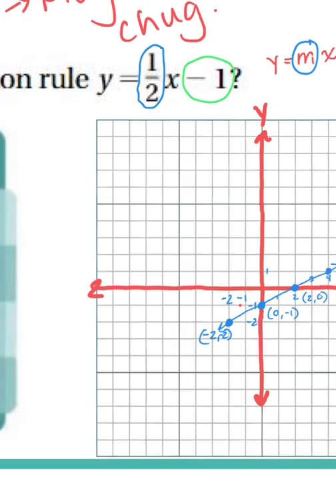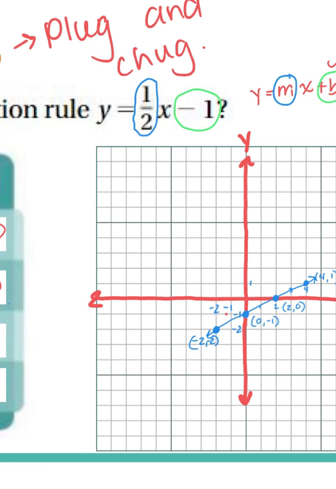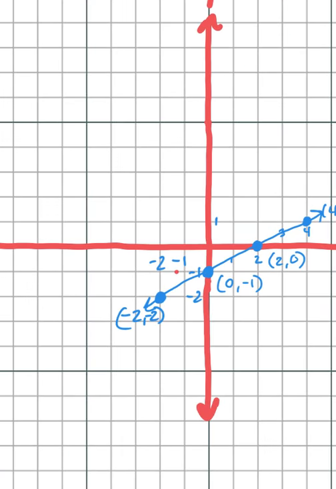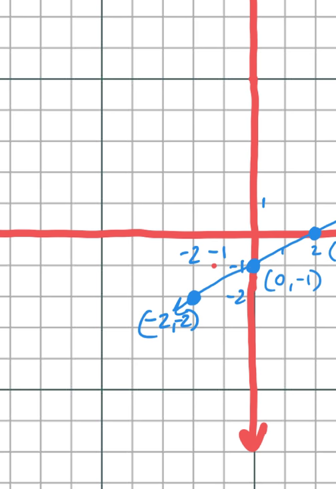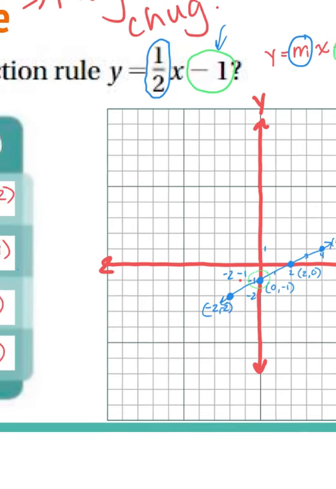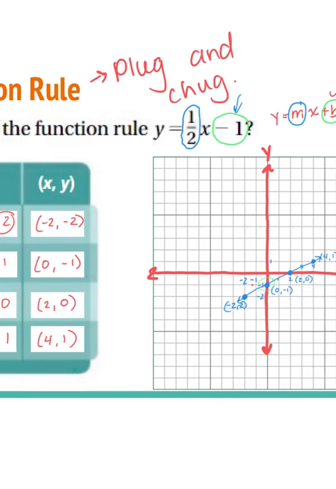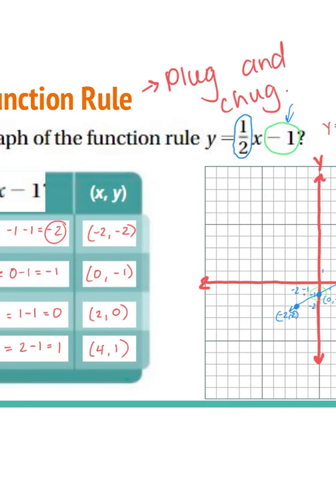Okay, you can also double check. Remember, B is your y-intercept, right? And our y-intercept should have been minus 1. Does our graph cross the y-axis at negative 1? It sure does. That's this point right here. Beautiful. Okay? All right. We're going to do one more example, and that's the end of the lesson for today.